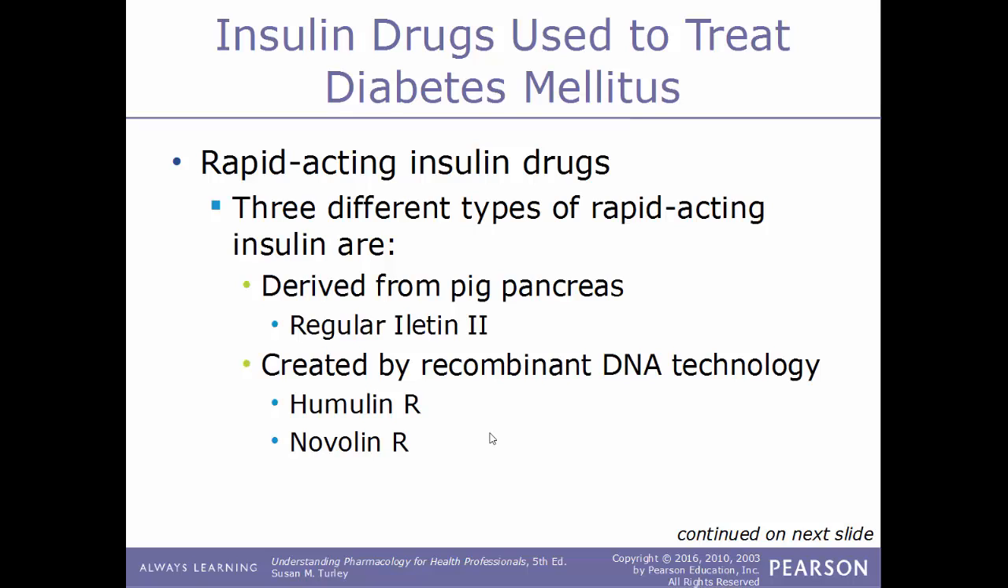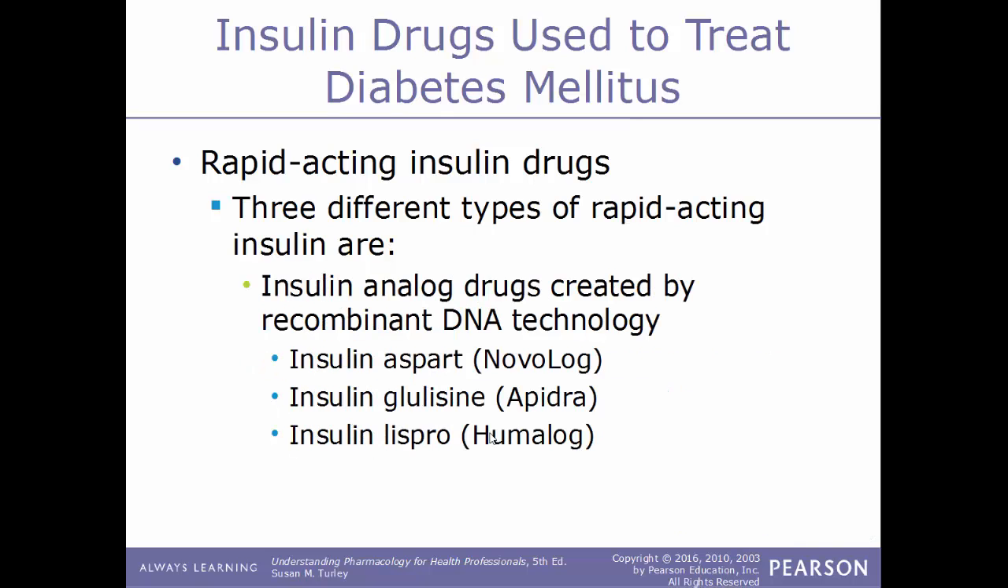See, there are 3 different types of rapid-acting insulin. You have a type that's derived from the pancreas of a pig. An example of this would be regular Iletin 2. Another type is created by recombinant DNA technology, such as Humulin R or Novolin R. And the third type is insulin analog drugs created by recombinant DNA technology, such as the 3 we talked about a few minutes ago: insulin aspart or Novolog, insulin glulisine, also known by the trade name Apidra, and insulin lispro, also known by the trade name Humalog.